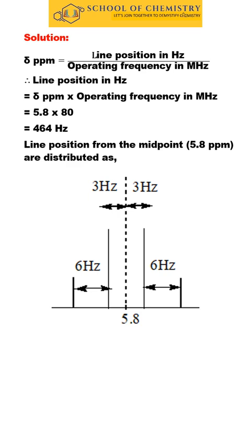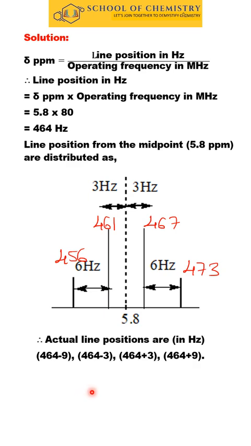So the actual positions will be, this is 464 hertz, and now this is 464 plus 3. So 464 plus 3 will be 467, and this one 467 plus 6 will be equal to 473. Whereas on this side, this should be 464 minus 3, so that will be 461, and the last point is 461 minus 6, so that will be 456. So these should be the actual peak positions.